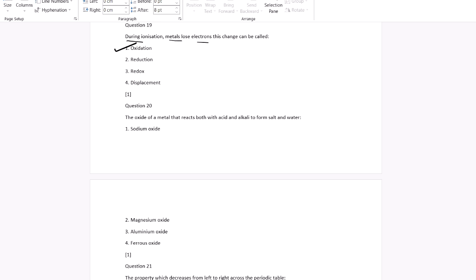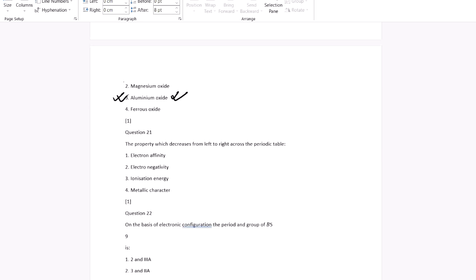The oxide of a metal that reacts with both acid and alkali to form salt and water. An oxide that reacts with both acid and alkali is called an amphoteric oxide. Among the options, sodium oxide, magnesium oxide, ferrous oxide and aluminium oxide, the amphoteric oxide is aluminium oxide.